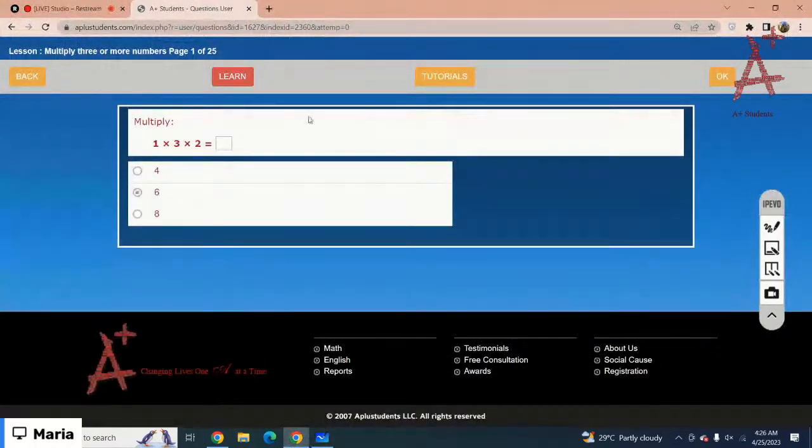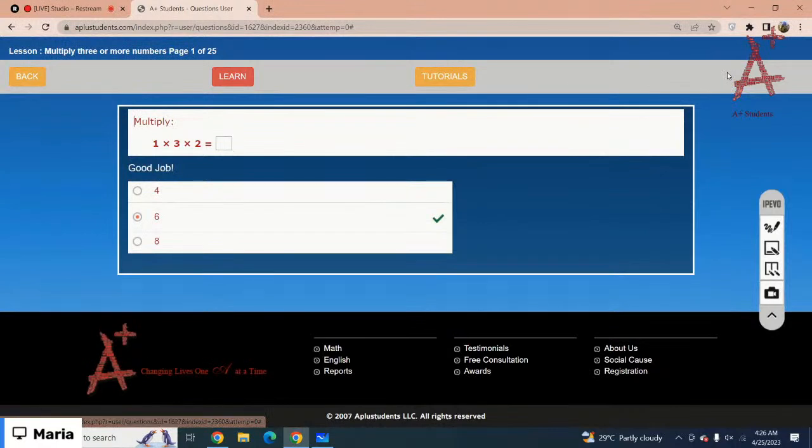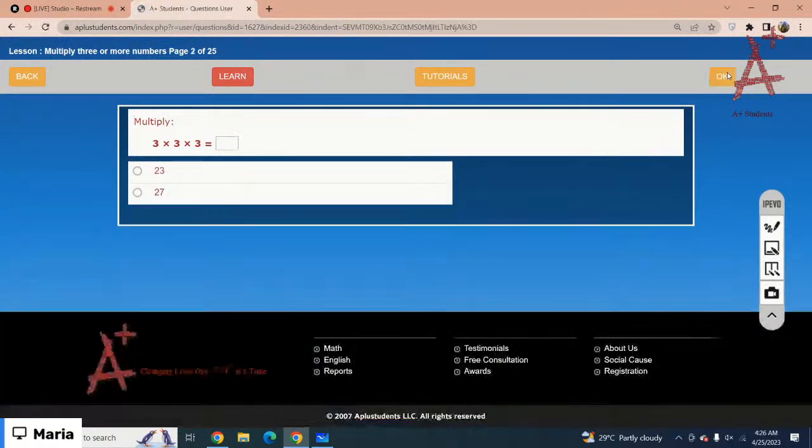Okay, the next one is 3 times 3 times 3. So, which is the correct option? Just make the pair of numbers. 3 times 3 makes 9, and 9 times 3 is 27. Got it. So, the correct option is 27.